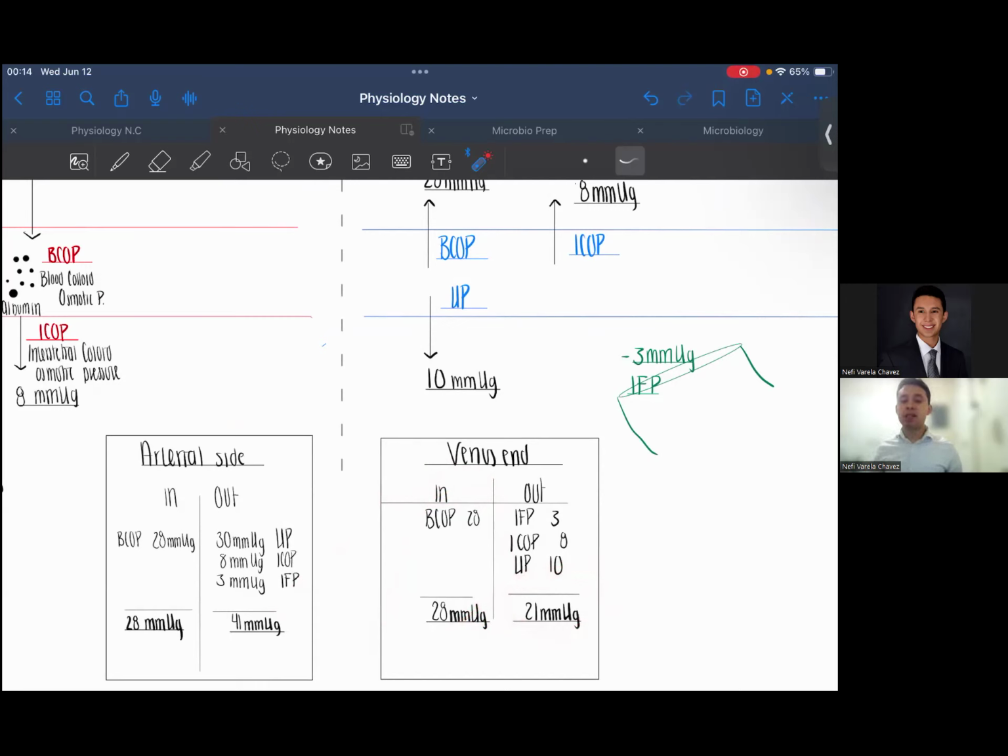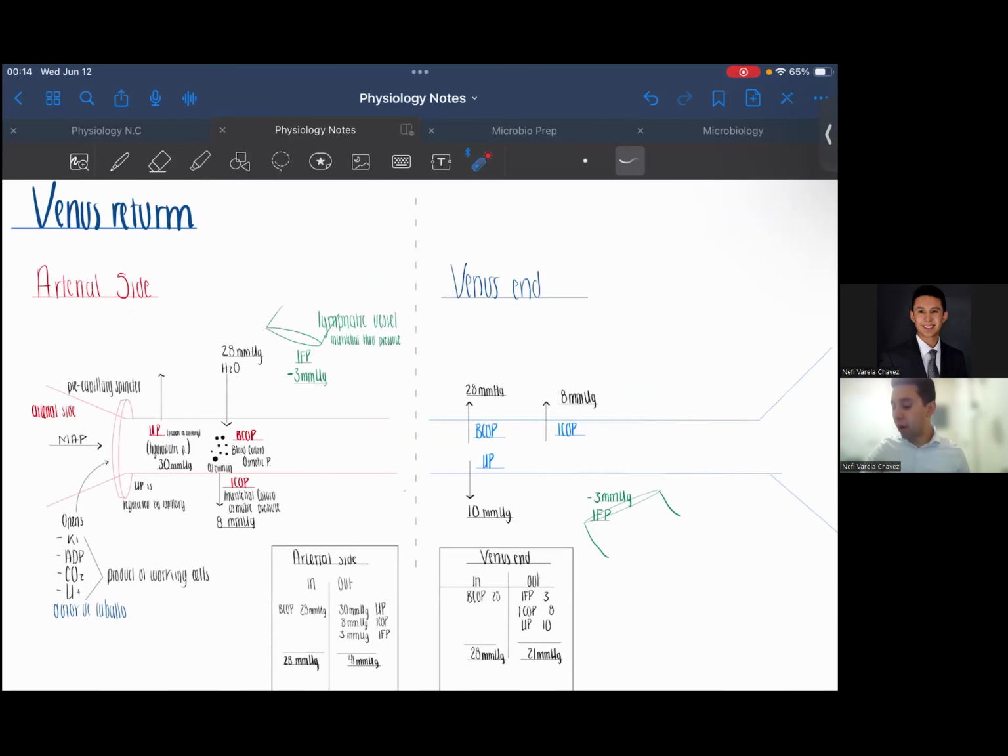That means it's letting more water come in compared to the arterial side. So as we can see, we have water leaving the arterial side into the interstitial space, which is going to be absorbed in the venous end because of those pressures, because hydrostatic pressure is less than on the arterial side.